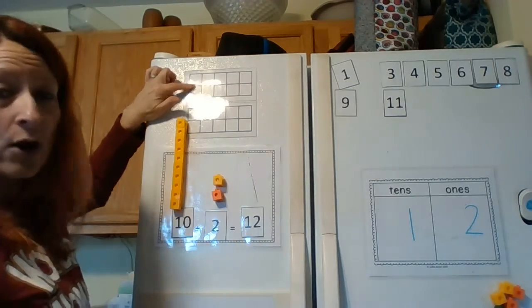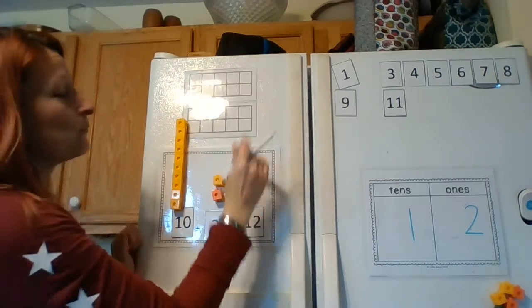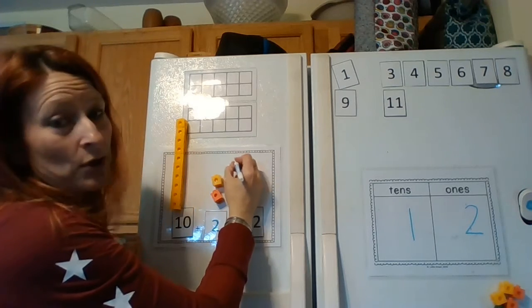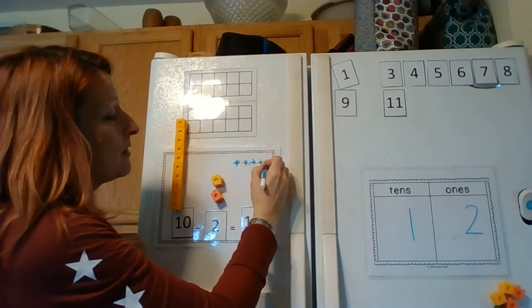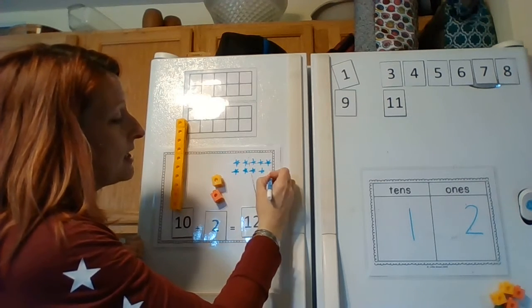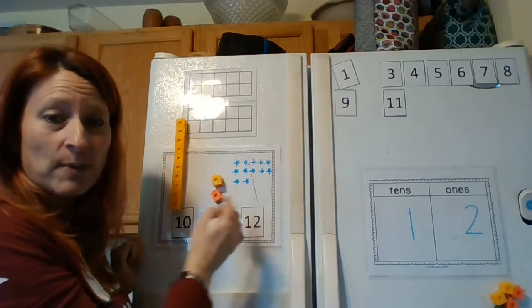Now to fill out our 10 frames, oh, I know what I forgot. I forgot to draw something. So I'll draw stars. I'll do 1, 2, 3, 4, 5, 6, 7, 8, 9, 10, 11, 12. So there's my 12 stars.